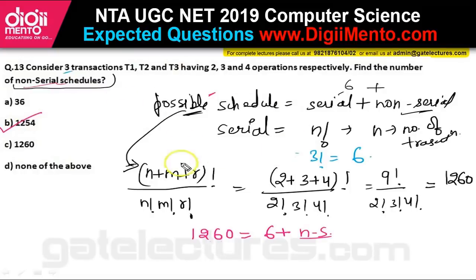You can solve these kinds of questions using this formula. If they had asked about 2 transactions, then the formula would be (n + m)! upon n! m!, and they are asking about the non-serial. That's why we have to deduct the serial schedules, and the serial schedules are given by n!, where n is the number of transactions given.